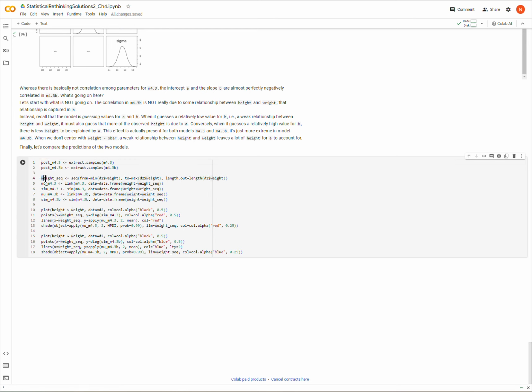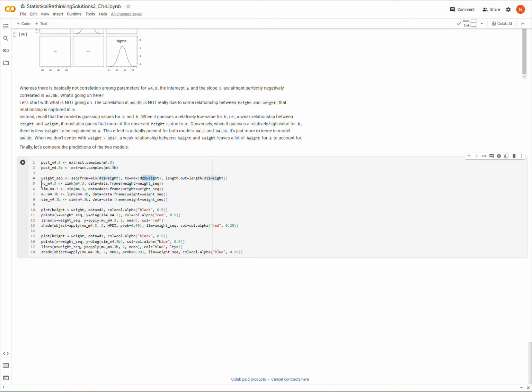So here I'm setting up a sequence of numbers that is just a weight sequence. It puts a sequence from the minimum weight that we found in the data to the maximum, and it marches up in steps from the lowest value of weight to the highest, giving us a certain number of them, all evenly incremented. That's going to serve as an x-axis when we start plotting these things.